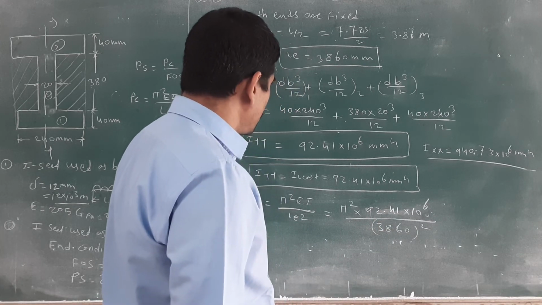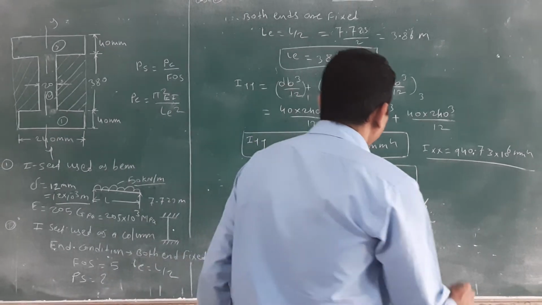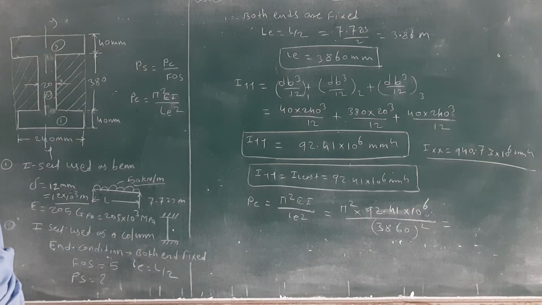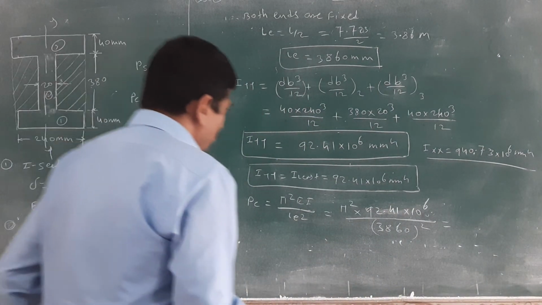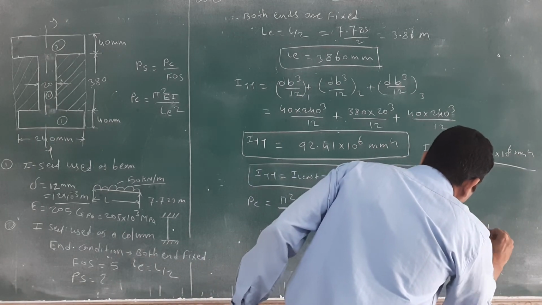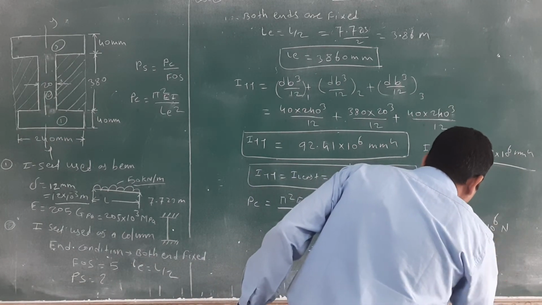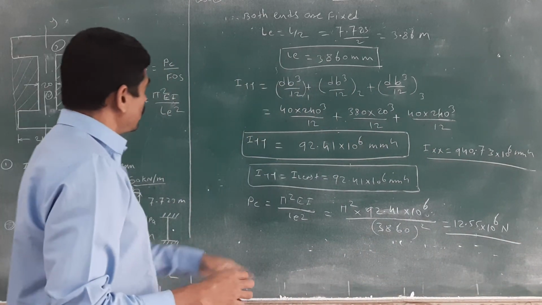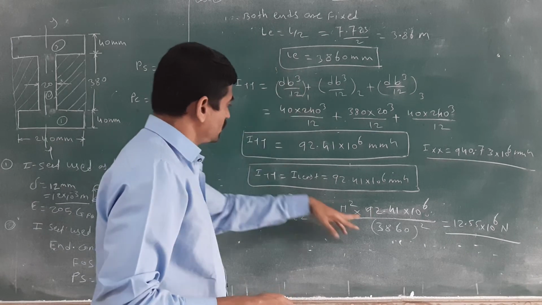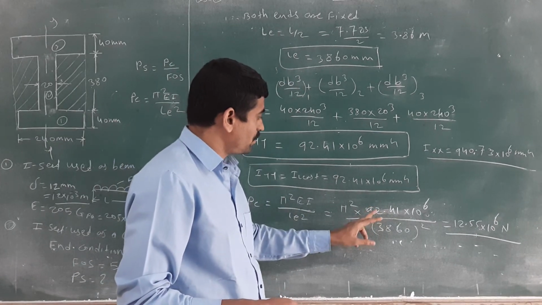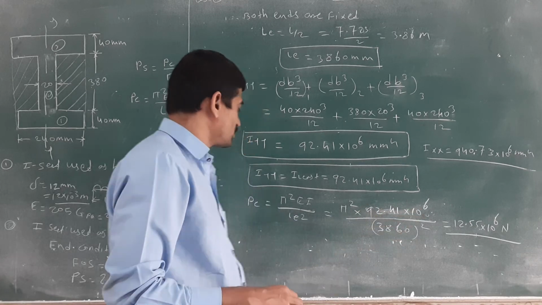Then check what the value of PC is. When you calculate this, PC is equal to 12.55 into 10 raised to 6 Newton. Okay, all of you getting how to calculate? Because we have already calculated and erased it, that's why we don't have this value. I have checked, this is the correct value, 92.41 into 10 raised to 6.